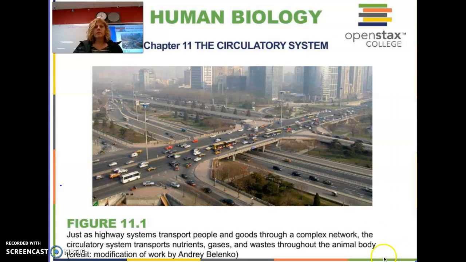Hello, biology students. We are going to jump right into chapter 11 on the circulatory system. We just finished up the last chapter on tissues, and we're going to jump right into this. So we're going to go through kind of the overview. Obviously, the circulatory system is responsible for circulating things through your body. So I think the name explains it pretty well.